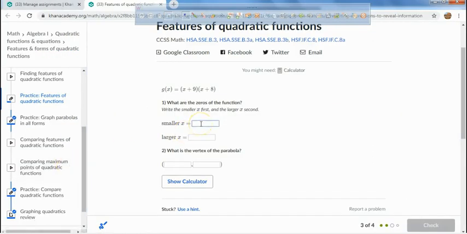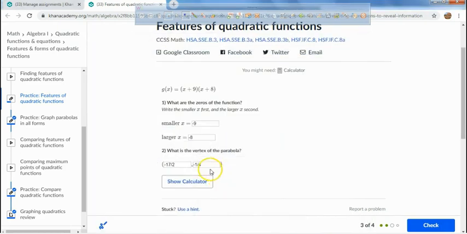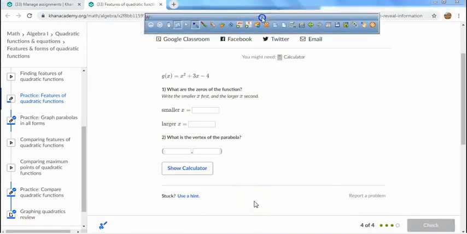Let's go and type it in. Smaller zero, negative 9. Larger zero, negative 8. What's the vertex of the parabola? Negative 17/2. Alright, and negative 1/4. Alright, let's type it in. Hit check, come on. You know you got it right, come on. Alright, let's hit the next question here. Last question, here we go.